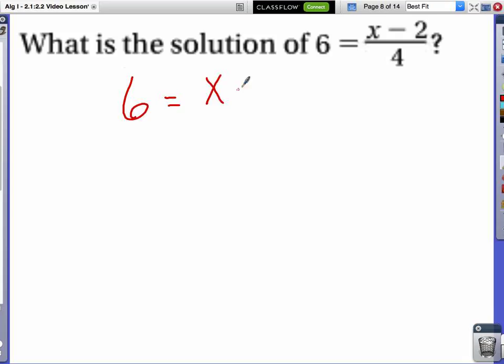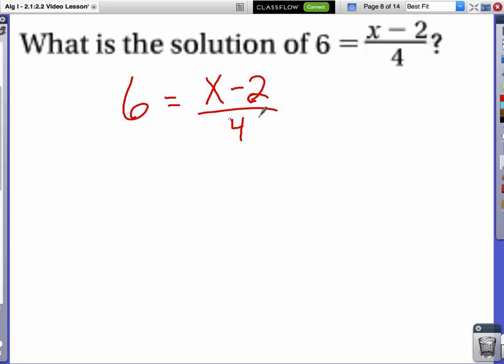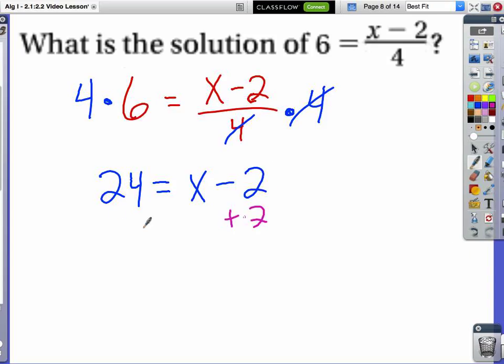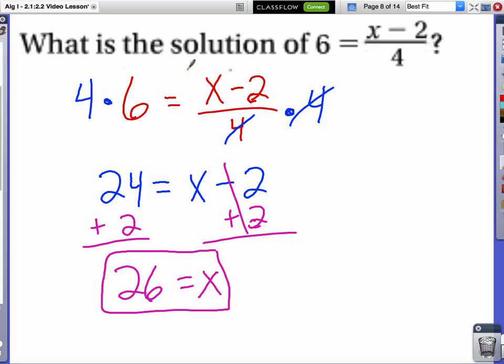6 equals x minus 2 over 4. So just like the last one, we need to get rid of this division, this fraction bar. So undo a divide by 4 by timesing both sides by 4. What you do to one side of this equal sign, you have to do the exact same thing to the other. We have to create balance. 24 equals x minus 2, and then undo a minus 2 by adding 2 to each side. So 26 equals x. When you show your work, you should be showing your work down your paper, just like this.